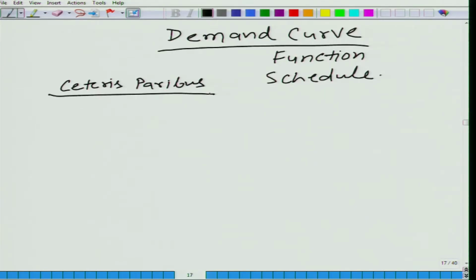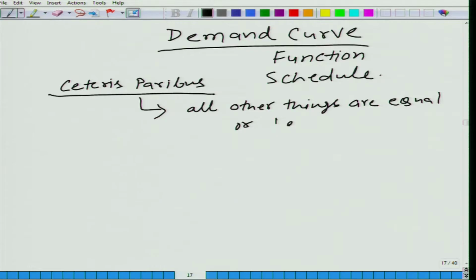When we are learning a new topic, it's also important that we learn the terminology used in that topic, and ceteris paribus is one such term. What does it mean? Ceteris paribus means all other things are equal or held constant. So it is an idealization, it doesn't happen.